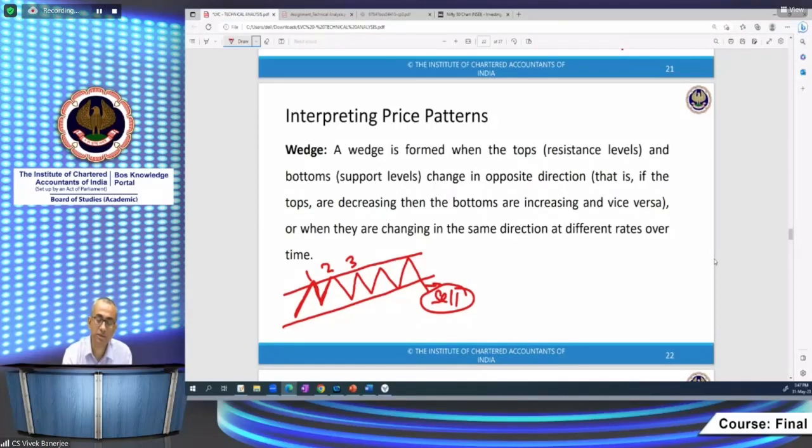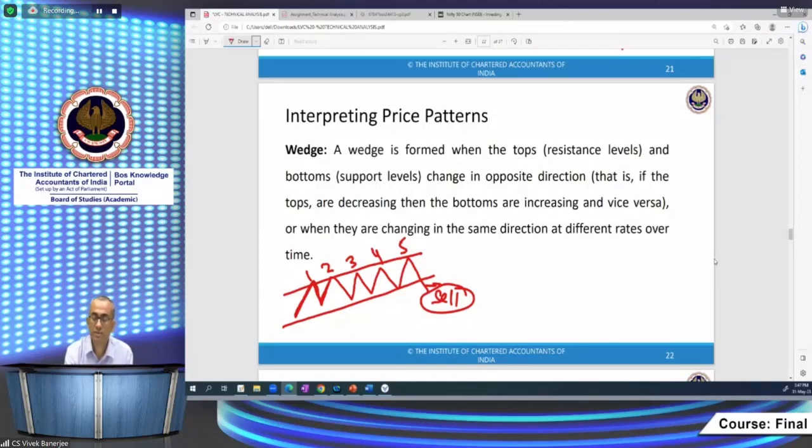It again comes down, but three is not breaching two. It again comes down. Four is not breaching three. Then it again comes down. Five is not breaching four. And when it comes down, it breaches the previous level. See, a neckline is formed and it breaches this level.